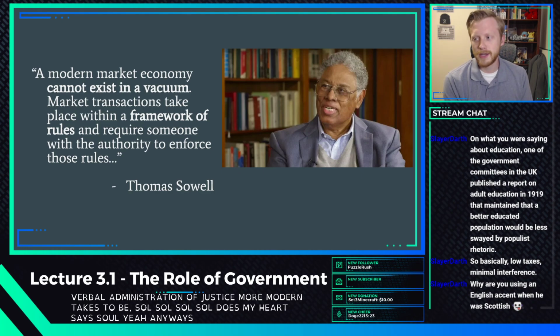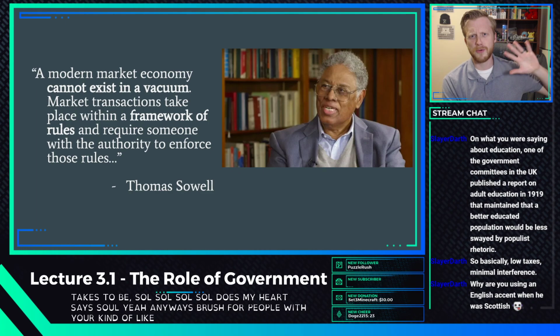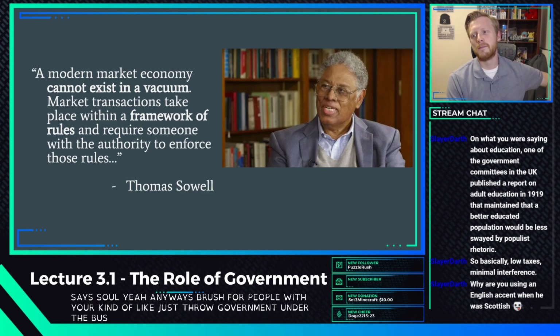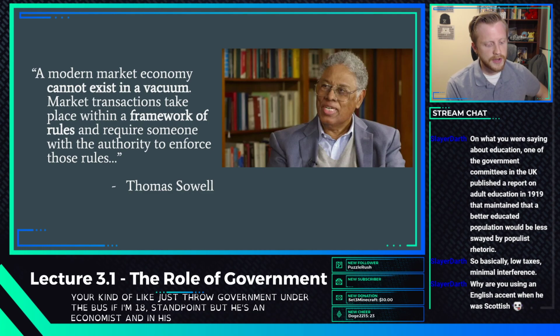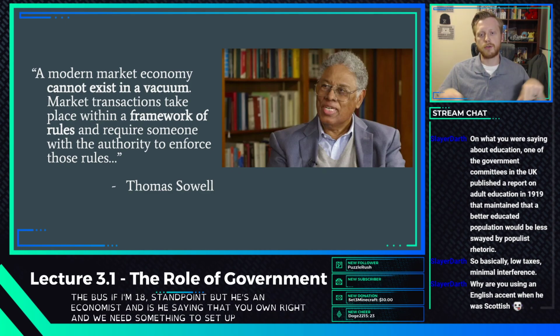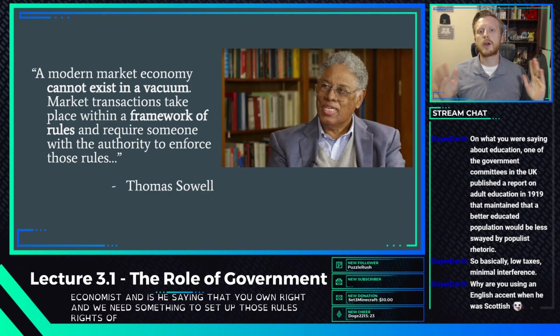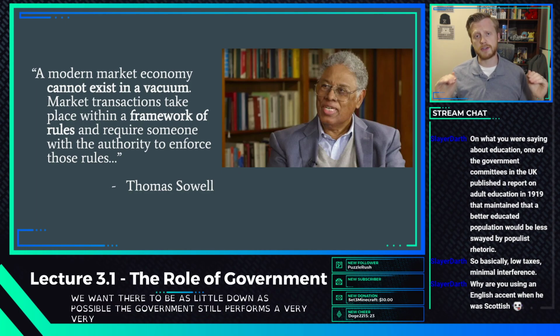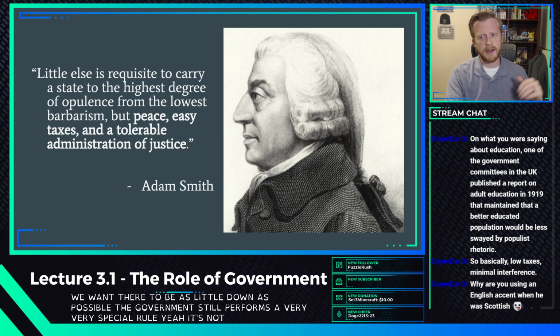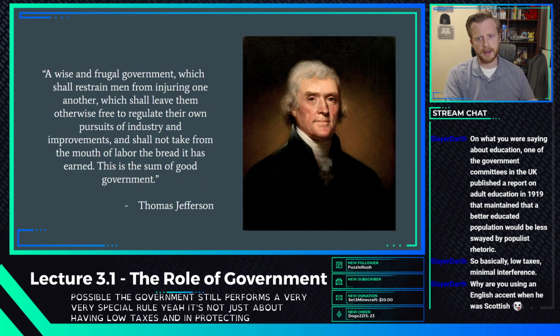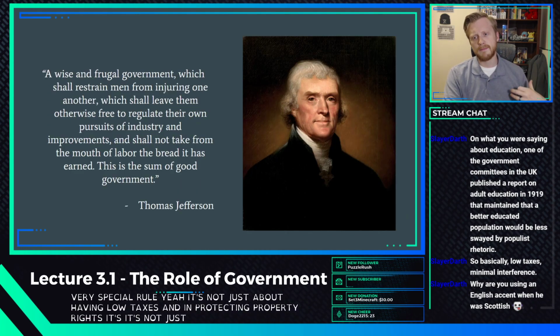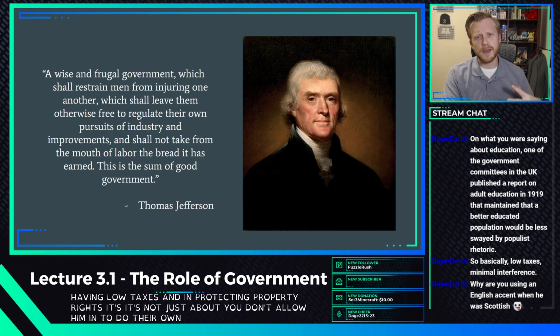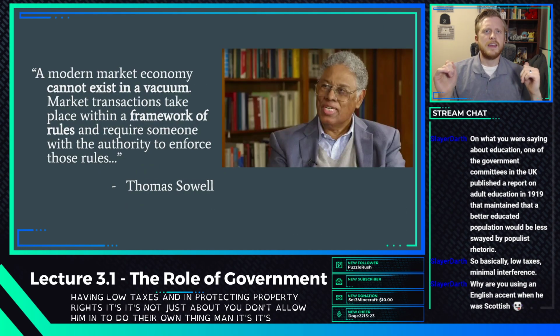there's been a push for people to just throw government under the bus from an economic standpoint. But he's an economist, and he's saying that the rules matter, right? And we need something to set up those rules. So even in a market economy, even where we want there to be as little government as possible, the government still performs a very special role. It's not just about having low taxes and protecting property rights. It's not just about allowing men to do their own thing. It's about setting up rules.